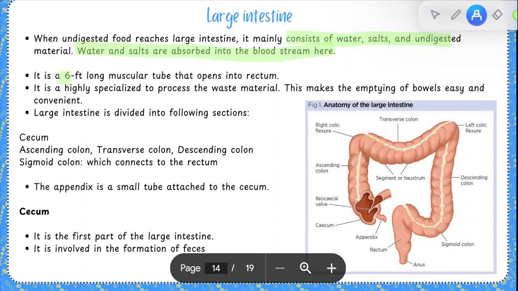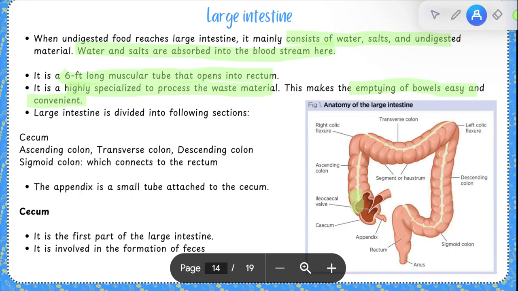So structurally it is 6 feet long and it is a muscular tube that opens into the rectum, and it uses a highly specialized process to basically process the waste material and get rid of it. ठीक है, and this makes the emptying of the bowels easy and convenient. And the large intestine can be divided into the following sections.